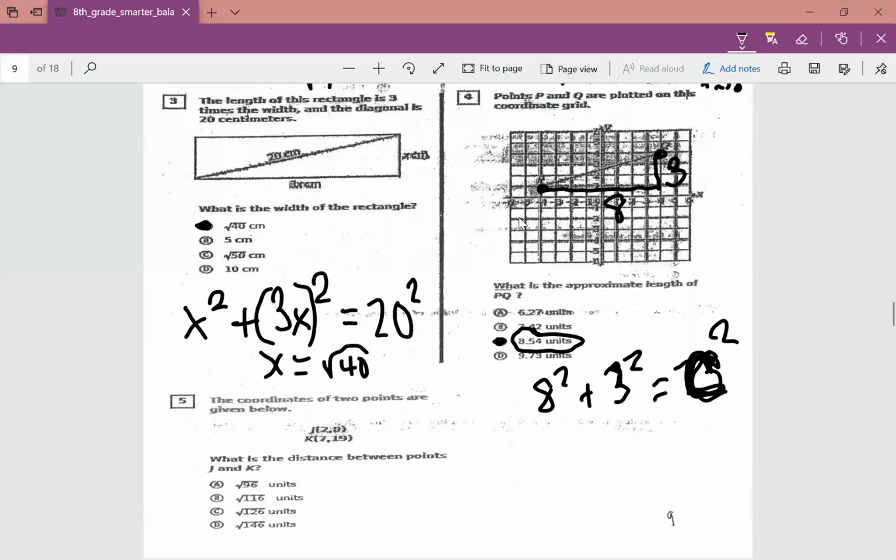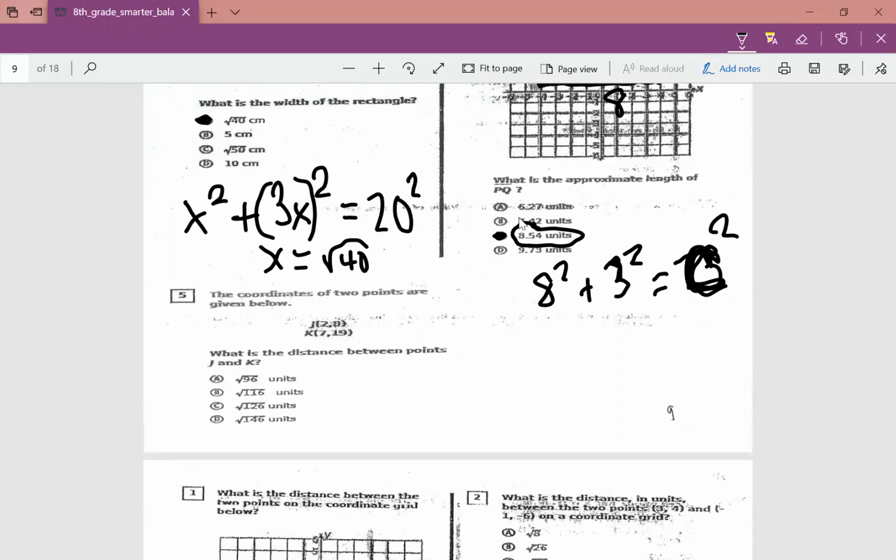Okay. Number 5, moving down, the coordinates of 2 points are given below. J is 2, 8, and K is 7, 19. What is the distance between points J and K? D was the correct answer here. The line segment is the hypotenuse of a right triangle with legs that measure 5 and 11. Use the Pythagorean theorem to solve: x squared equals 11 squared plus 5 squared, or x squared equals 146. Here you could probably draw it out, label your points, and then just see how far away they are from each other.